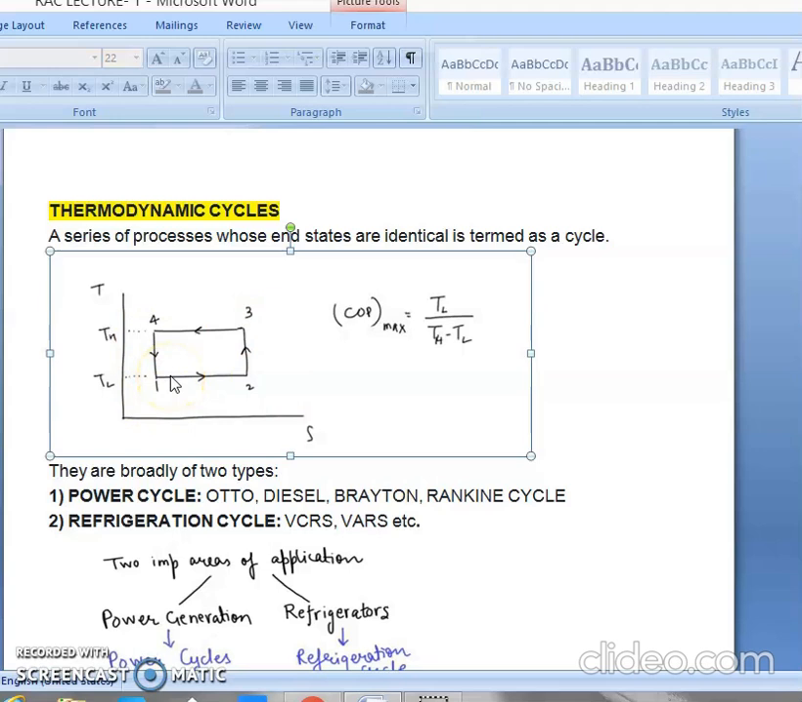The initial state from where we have started is point 1. After completing the whole cycle, this has again come to the final point 1. So the end state and final states are identical. Therefore, process 1 2 3 4 1 constitute a cycle.